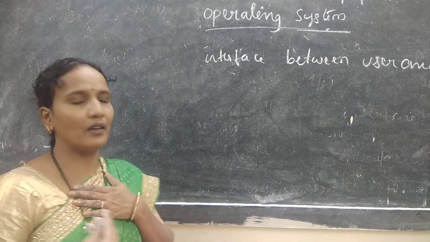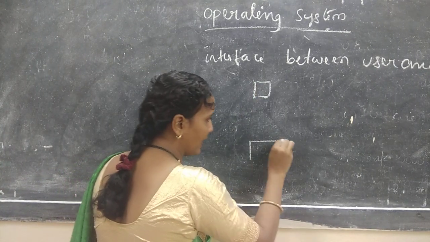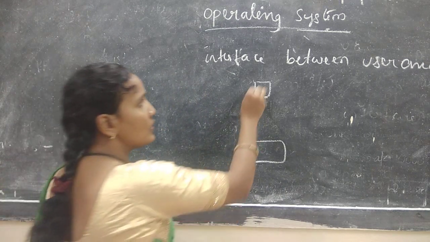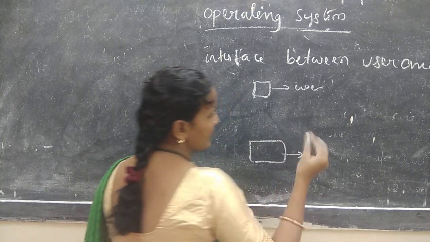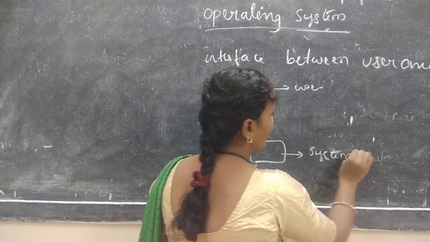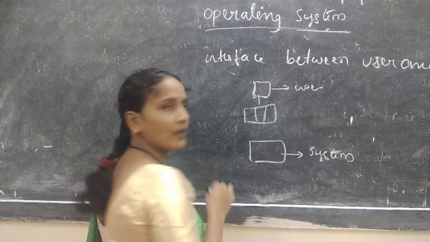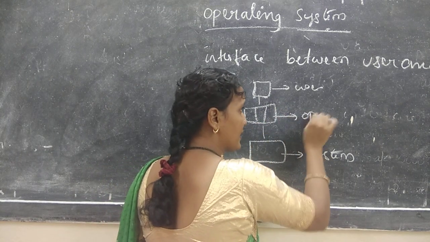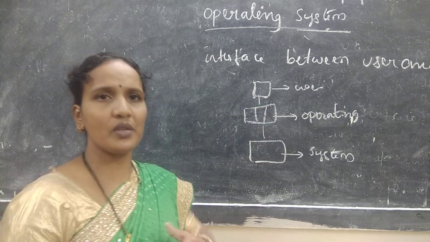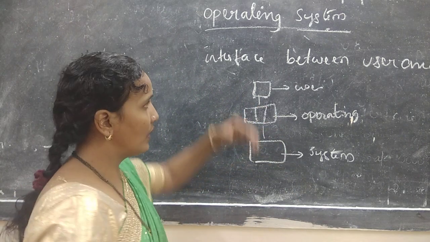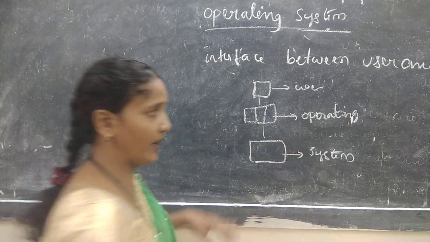Example. Let me give one example. One student is there, and student is entering into a classroom. Okay. So here student is a user and classroom is nothing but the system. He wants to use a classroom. So how he will enter? Using a door. So this door is called as an operating system. Okay, it is called as an interface. So interface is nothing but it allows the user to interact with the system. Okay, so here operating system is an interface between user and the system hardware.